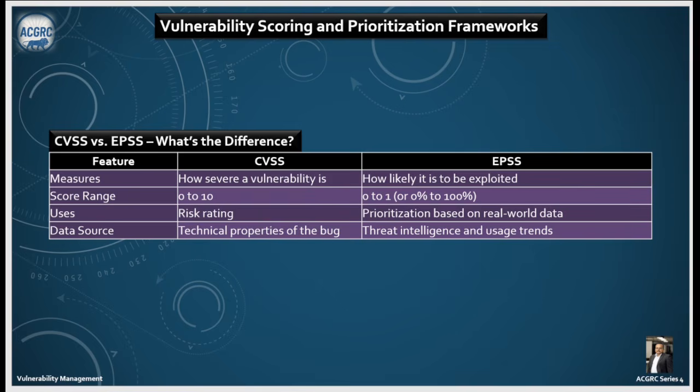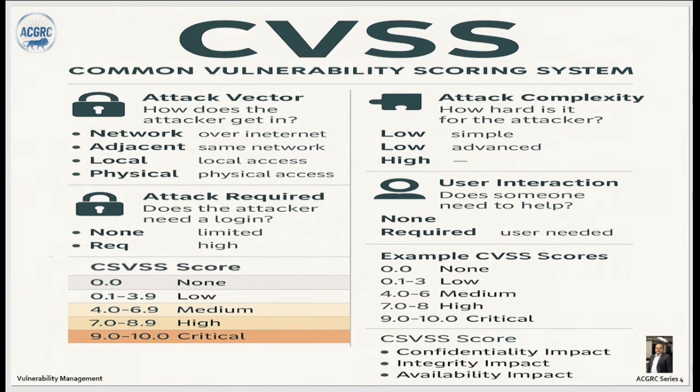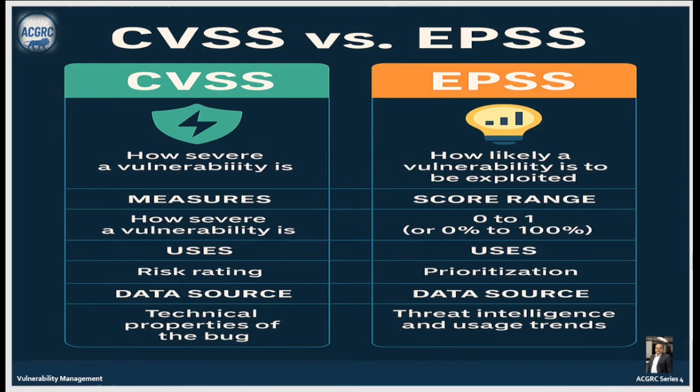While CVSS tells you how bad a vulnerability could be, EPSS tells you how likely it is to actually be used by a hacker. Now coming on, why is EPSS important? Well, it helps prioritize which vulnerability to fix first. It helps reduce wasted effort on low risk issues. It makes vulnerability management more risk based and actionable.